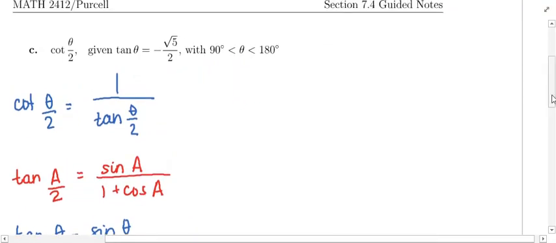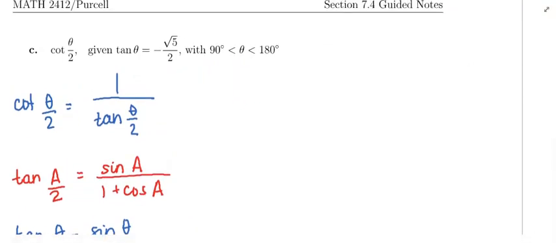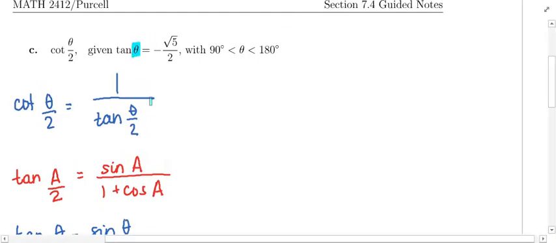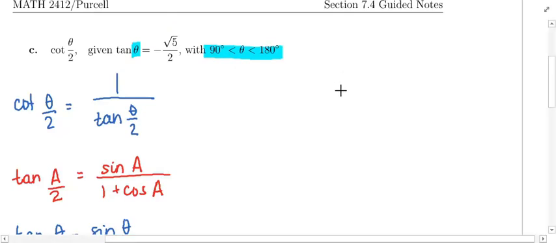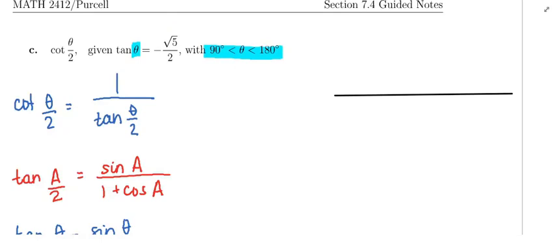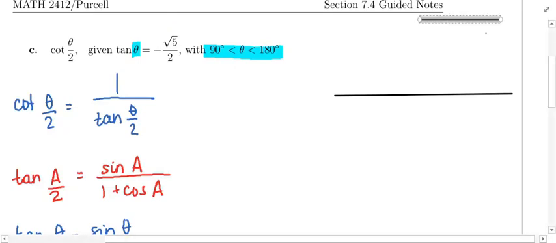Let's go ahead and draw a right triangle. This information, keep in mind, is about theta, and theta is in quadrant 2. It's between 90 degrees and 180 degrees. So we'll go ahead and draw a right triangle in the second quadrant here. All right, so here we go. So here comes my terminal side.